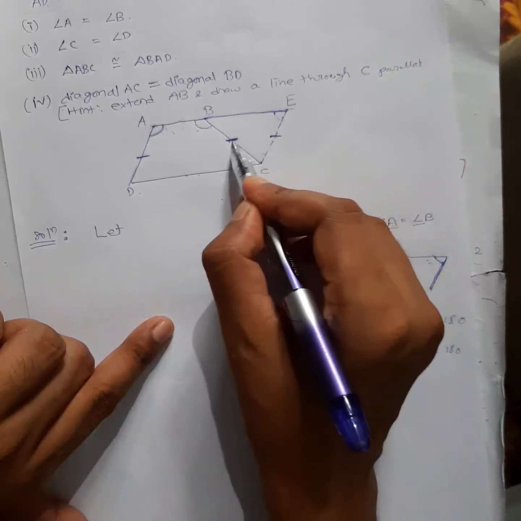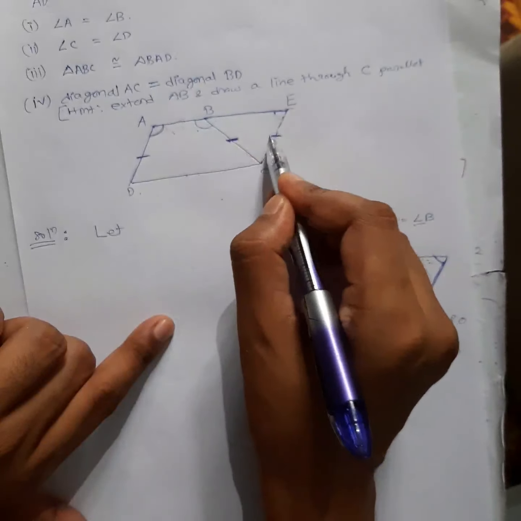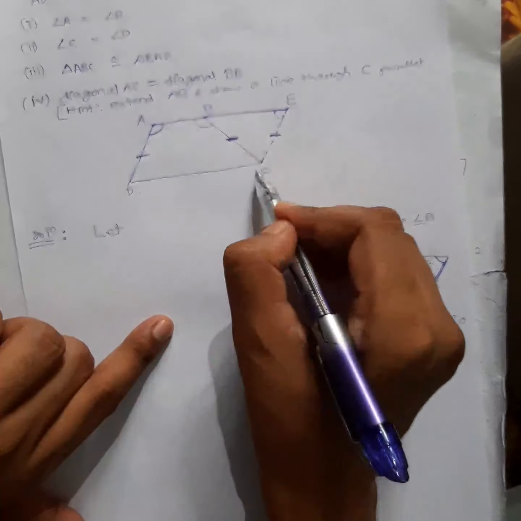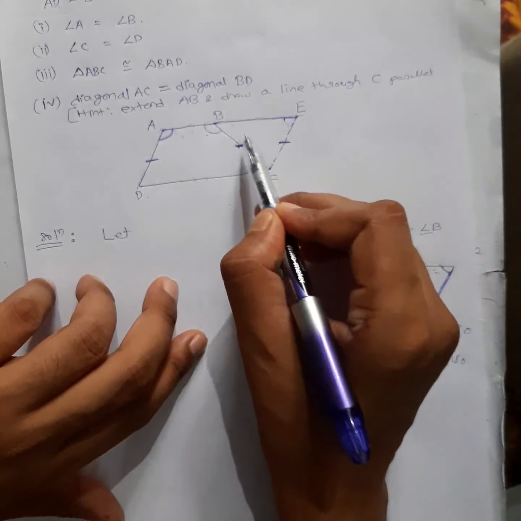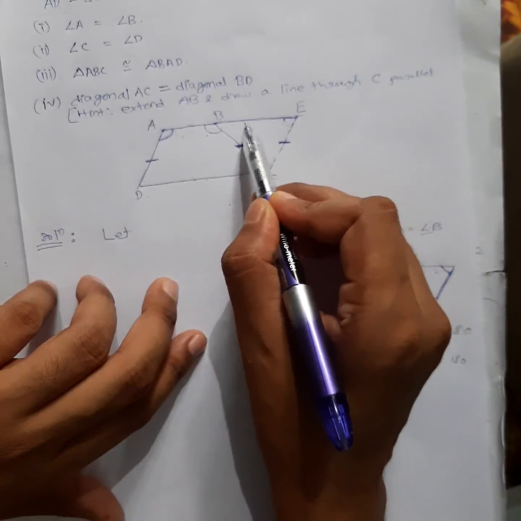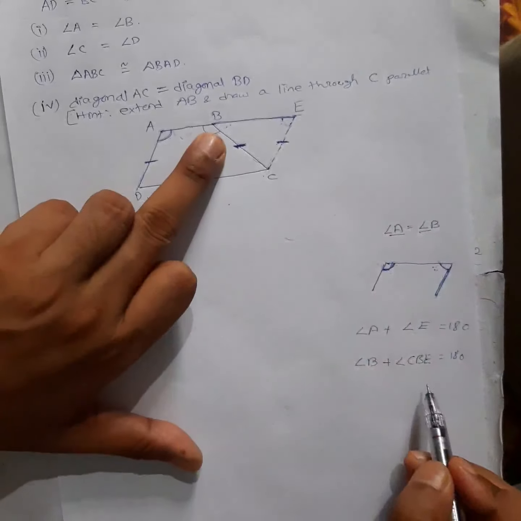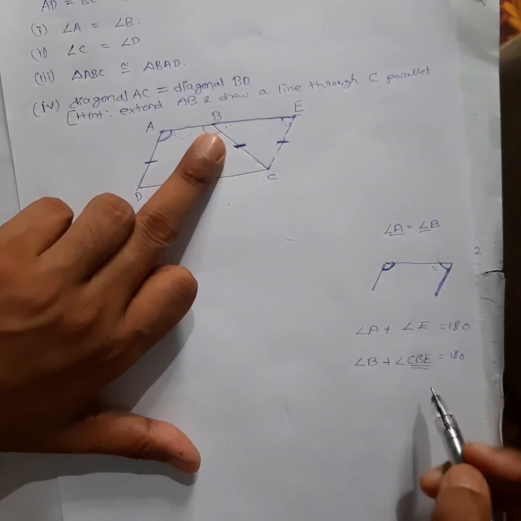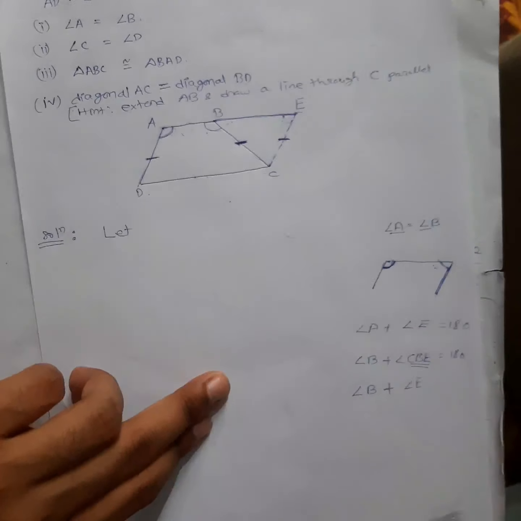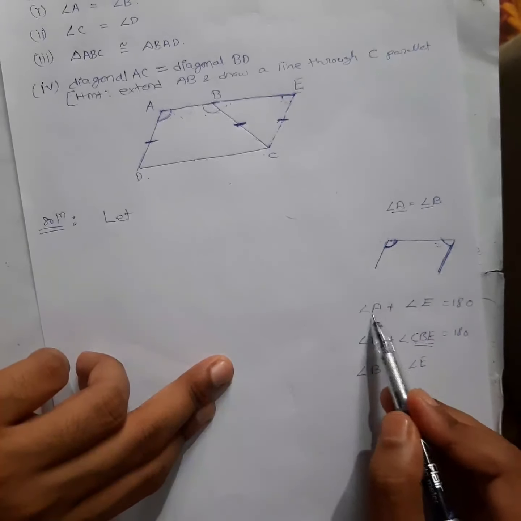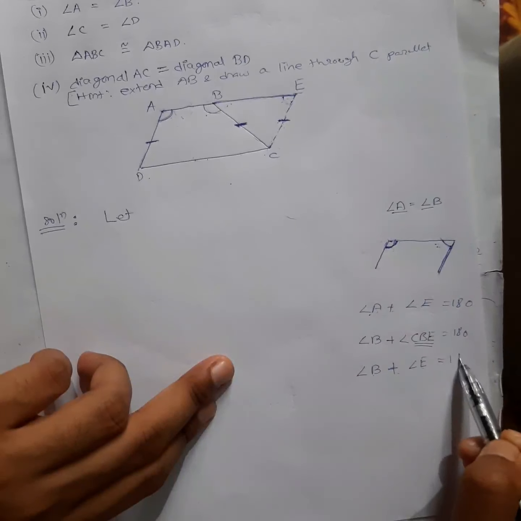Now you can see if these two sides are the same, will it not be an isosceles triangle? Two sides of a triangle the same, what is it? Isosceles triangle. So when two sides are the same, the angles opposite to them will also be equal. So this angle and this angle will be equal, right? So CBE will be equal to nothing but angle E. So you can see angle A plus angle E is equal to 180 degree, angle B plus angle E is equal to 180 degree.